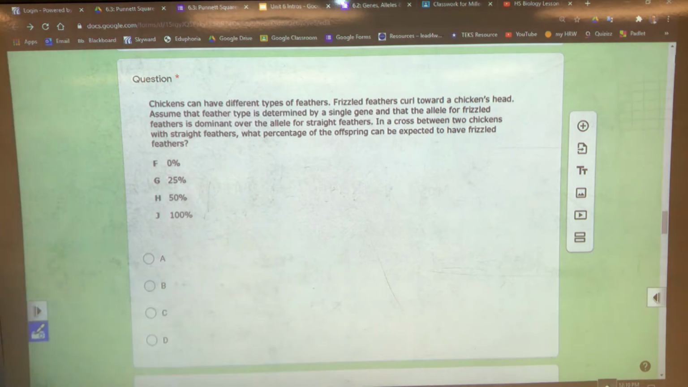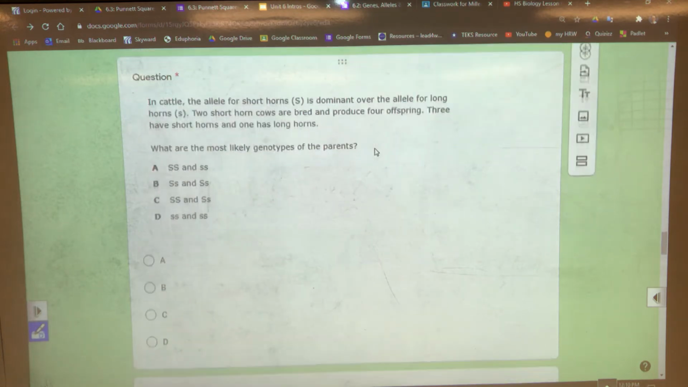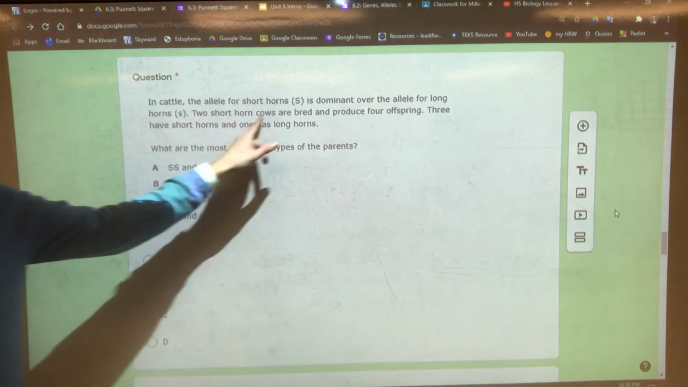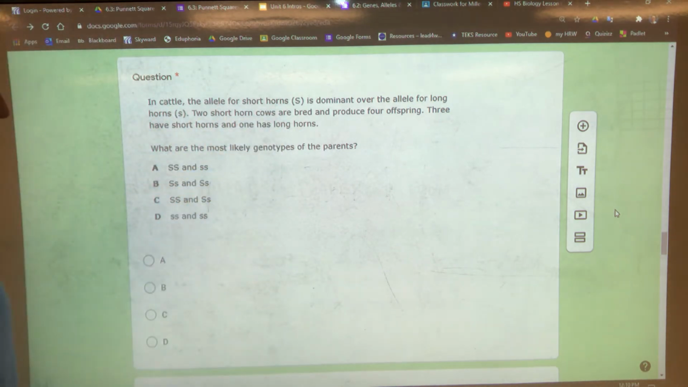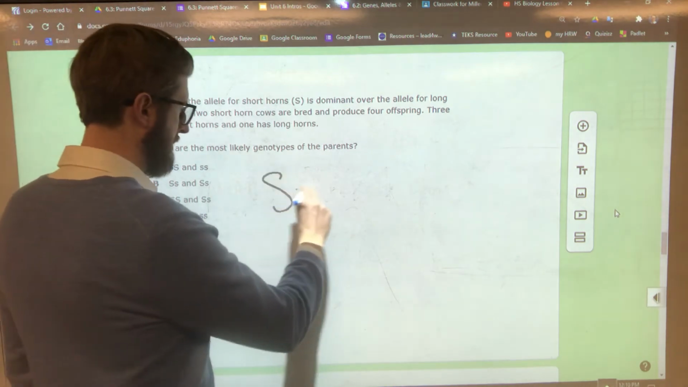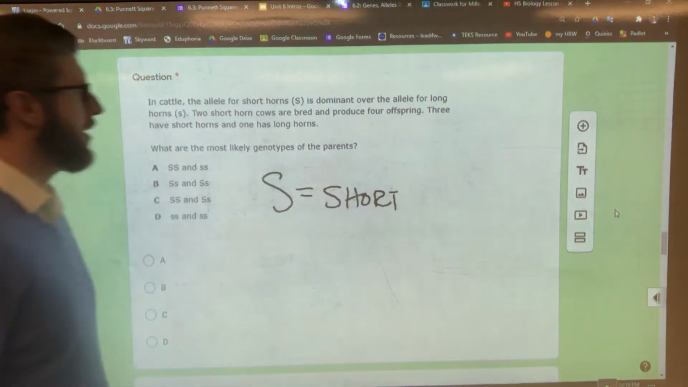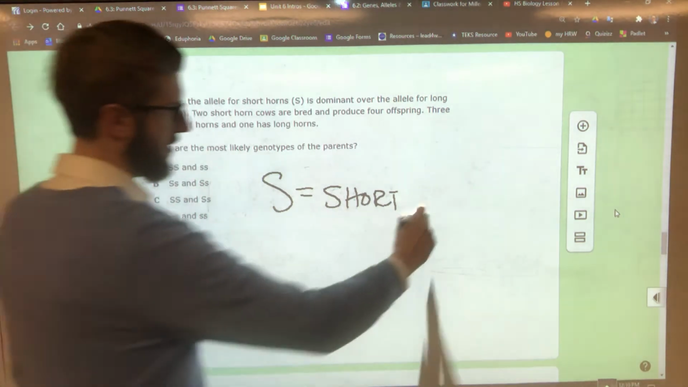One more. I gotta scroll down here. Okay, last one. Okay, so in cattle, the allele for shorthorns, S, is dominant. So capital S is short. And lowercase s is long.